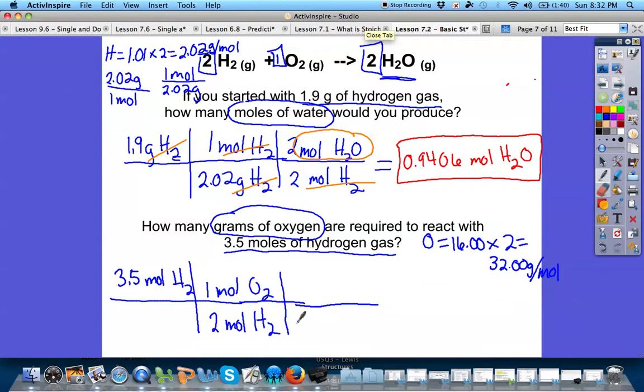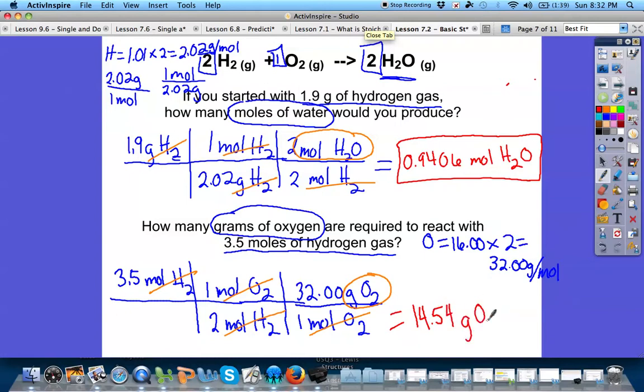So we're going to put 1 mole of oxygen on the bottom and the 32 grams of oxygen on the top. And if we go back, our moles of hydrogen cancel, moles of oxygen cancel, and we're left with those grams of O2. So 3.5 times 1 times 32, and divide that by 2, you should have got 14.54 grams of oxygen.